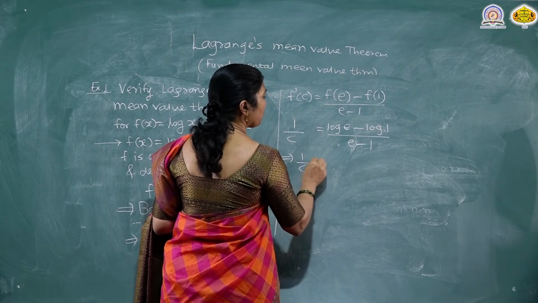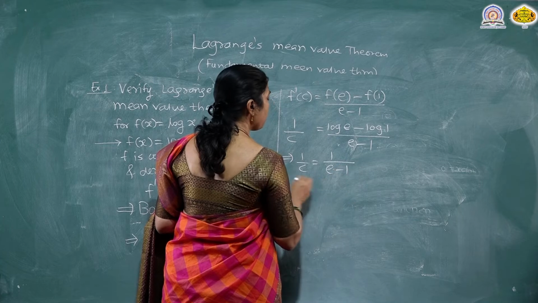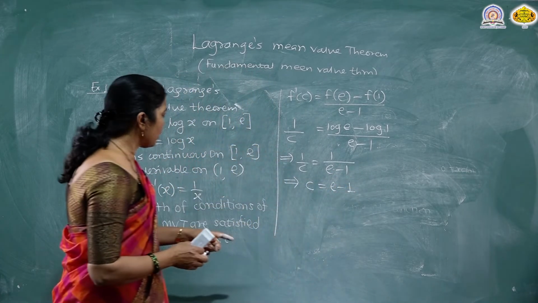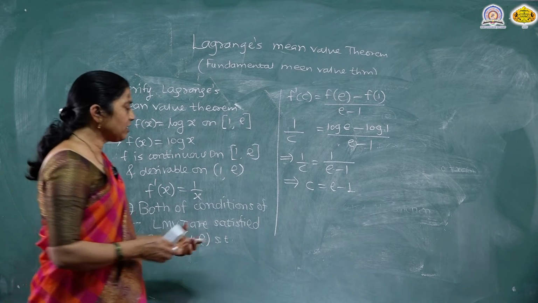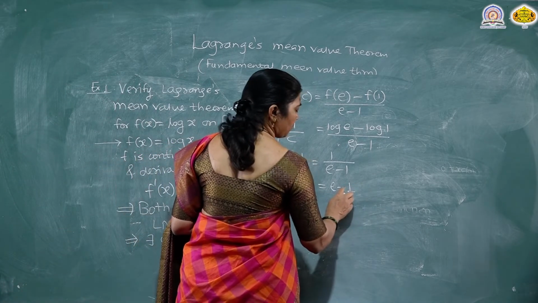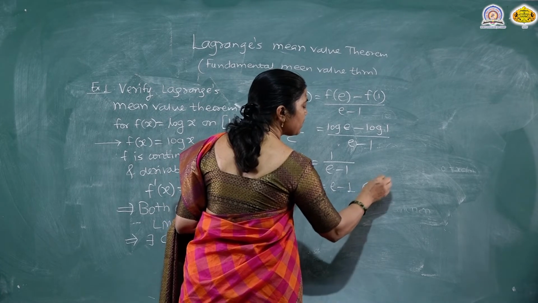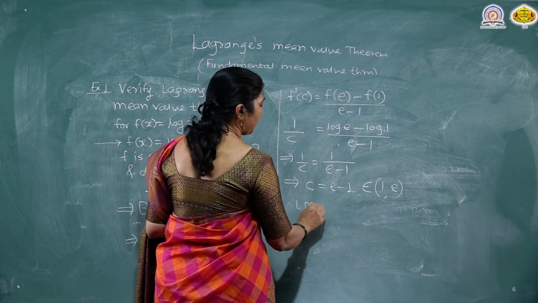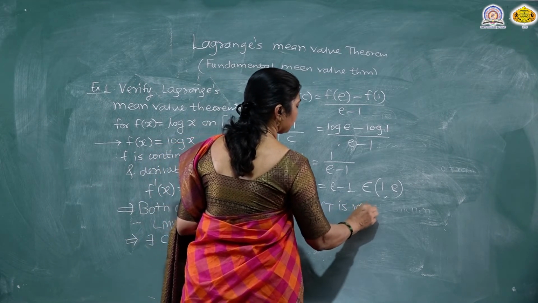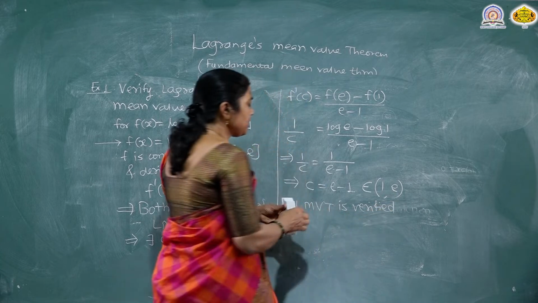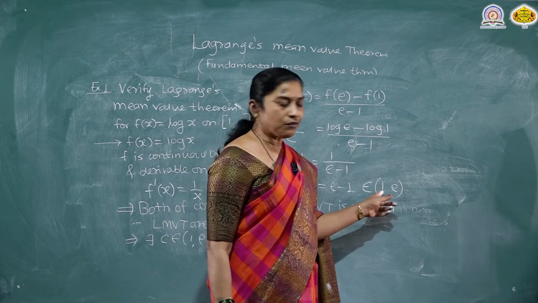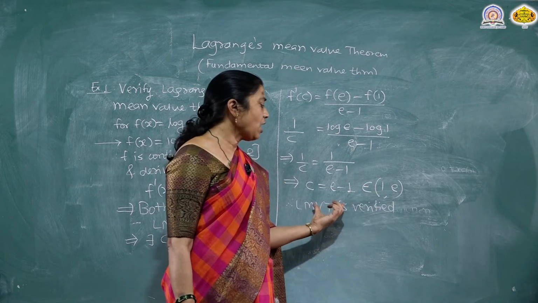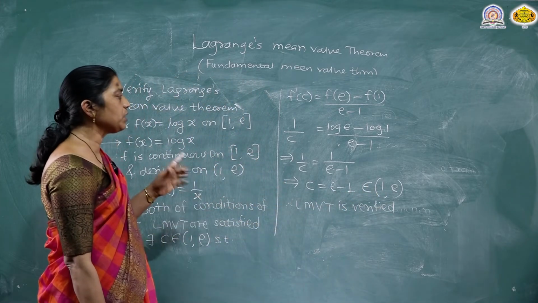This implies 1 upon c is equal to 1 upon (e minus 1), or cross multiplying gives c is equal to e minus 1. Observe that this c point lies in the interval (1, e). See that this value e minus 1 obviously belongs to the interval (1, e), and hence LMVT is verified. We want to show that this c value lies in the interval (1, e). Because the value is e minus 1, it obviously lies in the open interval. Hence, Lagrange's mean value theorem is verified.